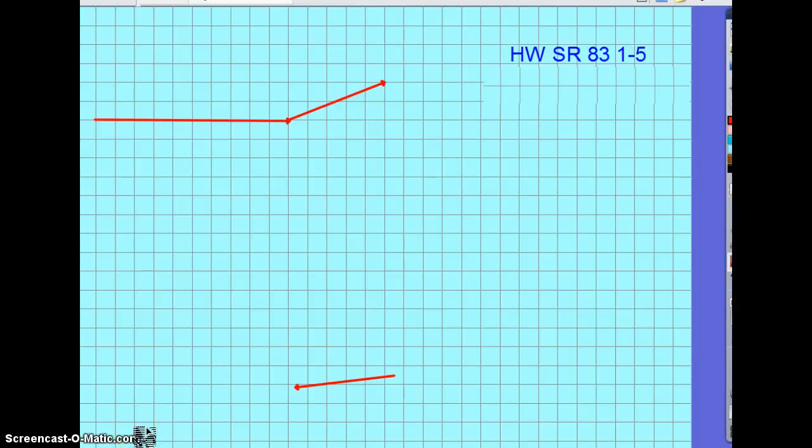Alright, we're looking at homework 83. This is the homework that follows the introduction to vectors in chapter 3, two-dimensional motion. So first thing, number one, is just scalars and vectors. Remember, scalar quantities are quantities that have magnitude. Vectors are quantities that have magnitude and direction.